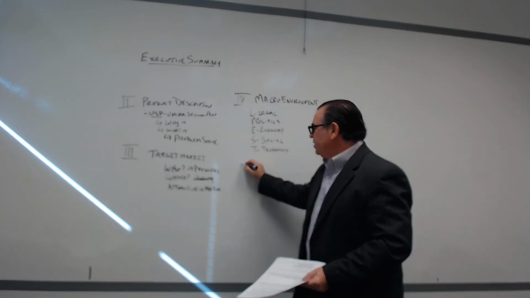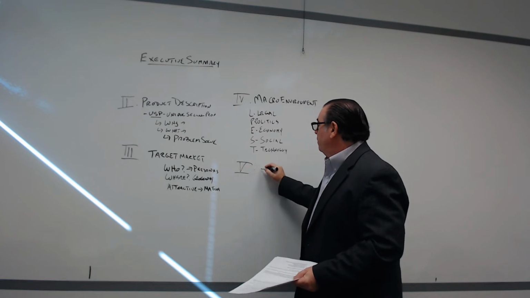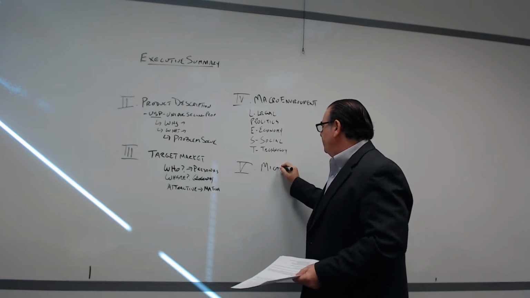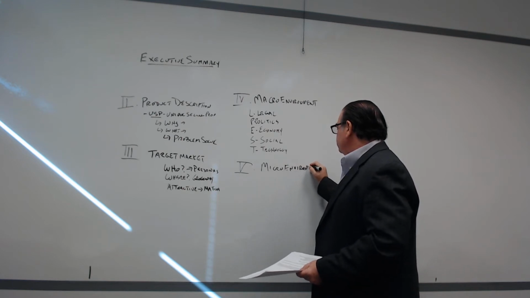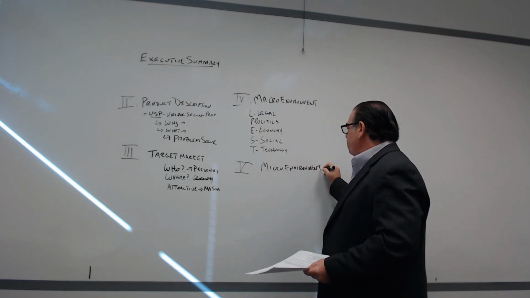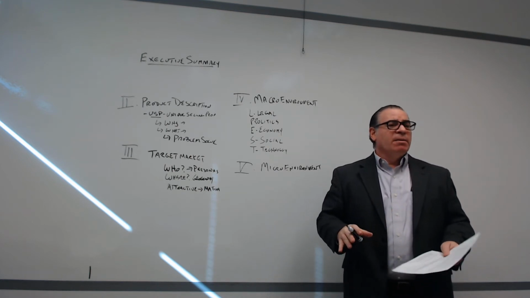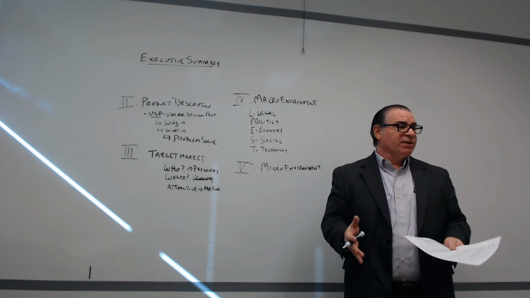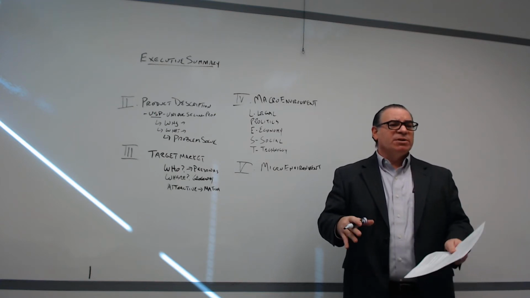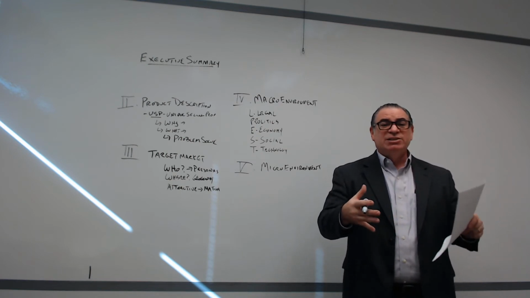Okay, your next section, let's call it section 5. That's your microenvironment, right? So remember the difference between the macro and the microenvironment: macro is everything more or less externally that's going to affect your business, and a microenvironment is tiny. A micro is small, so it affects things more intimately.